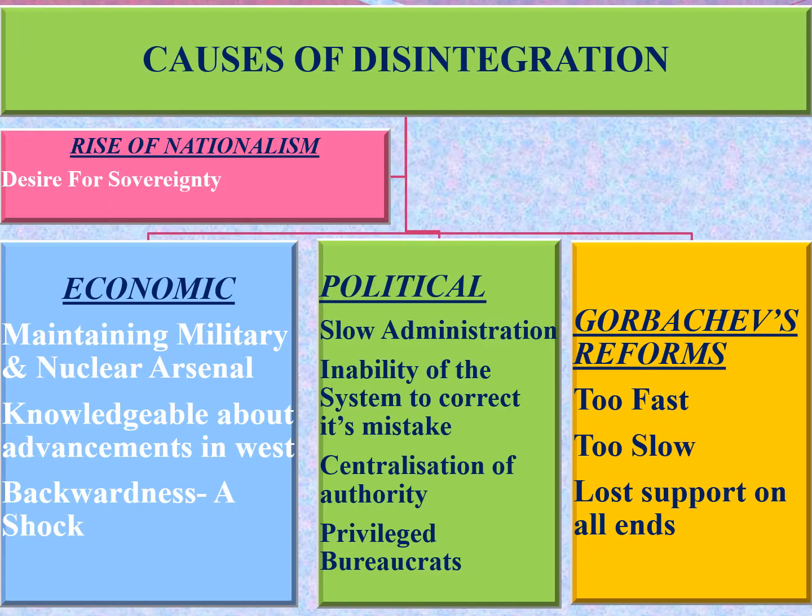The next topic that we will ponder upon is the causes of disintegration. There were four main causes, namely economic, political, Gorbachev's reforms, and the rise of nationalism. Let's first try to answer, why did the Soviet economy stagnate? The Soviet economy used much of its resources in maintaining a nuclear and military arsenal and the development of its satellite states in East Europe and within the Soviet system. This led to a huge economic burden.